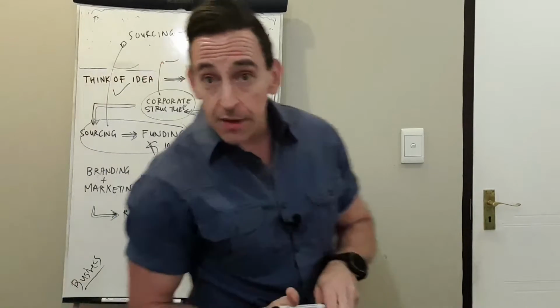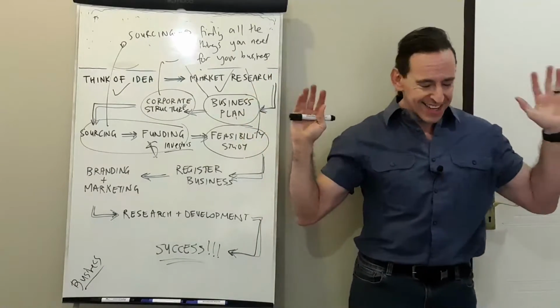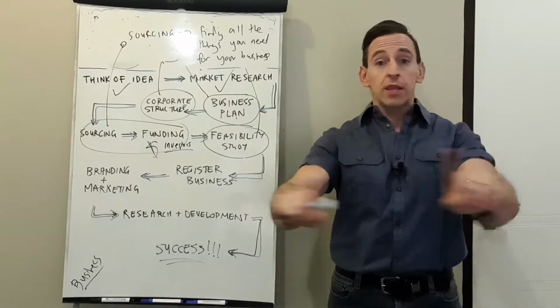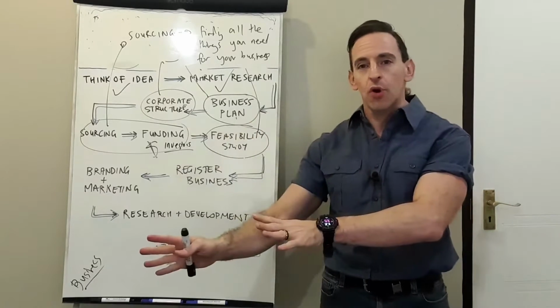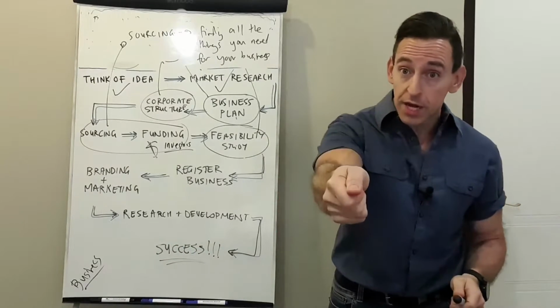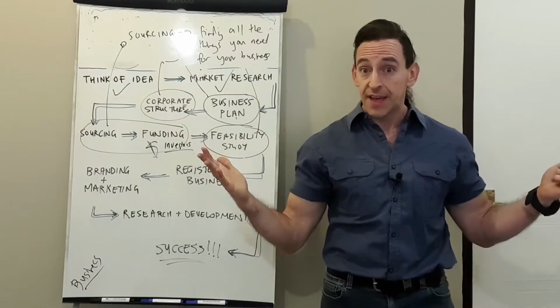So an investor is someone that has money but doesn't want to do any work. It's not the best way to say it, but they don't want to run the business. They don't want to make the products. They don't want to sell it. They don't want to market it. They want to give you money, and then you give them profit. That's what an investor wants.